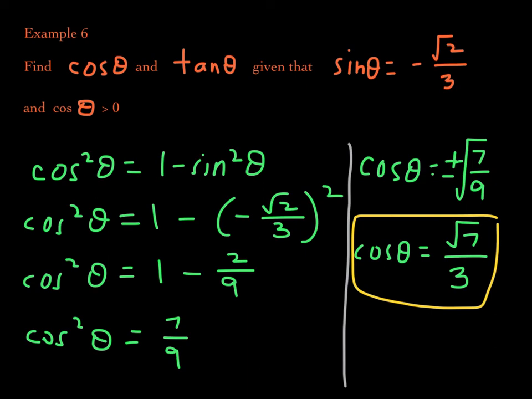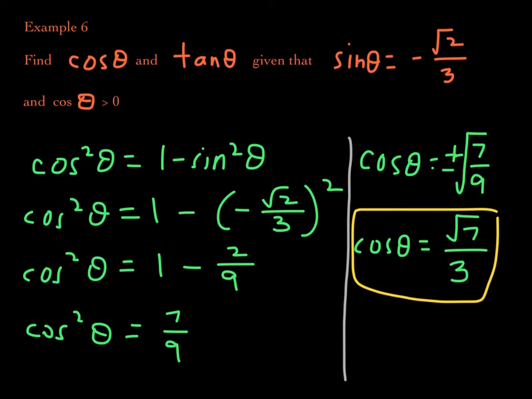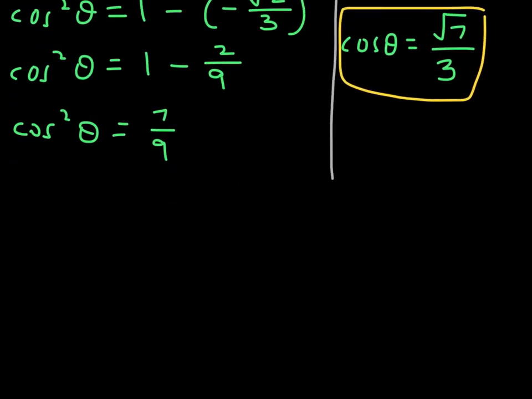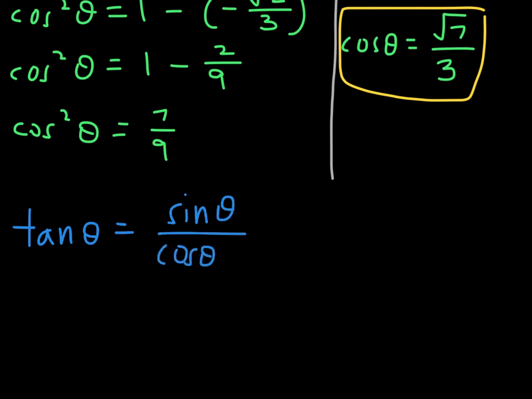To find tangent of theta, I suggest we use a quotient identity. So let me move this up for us, but leave cosine of theta on the board. Let me change colors here. All right, they want us to find tangent of theta, but we have this identity that tangent of theta is equal to sine of theta over cosine theta. And they gave us sine of theta. Sine of theta is negative root 2 over 3. And we just found cosine of theta to be root 7 over 3. So let's just divide or simplify this, and then we have our answer.